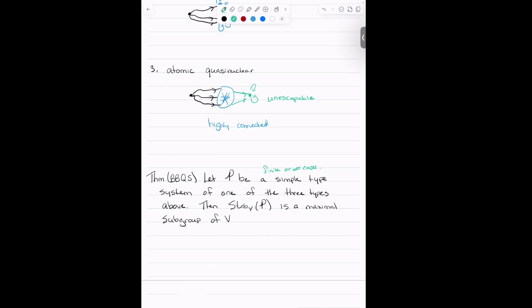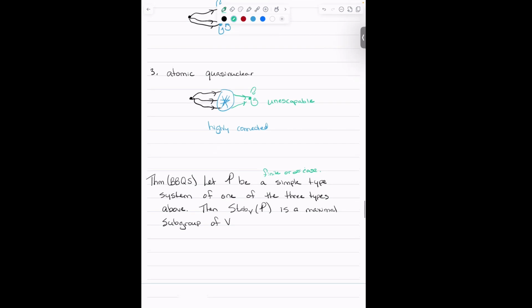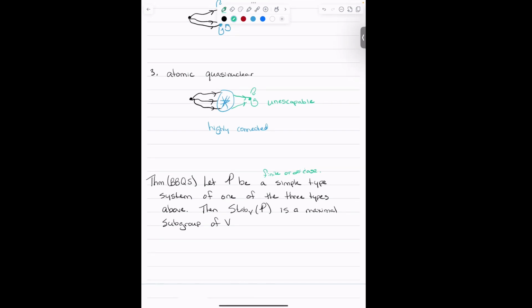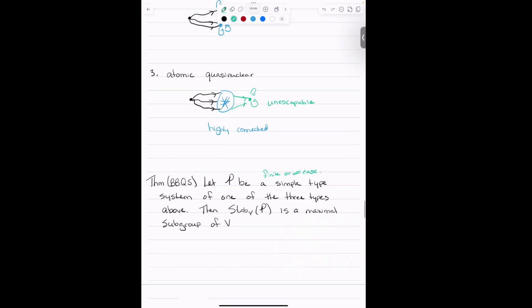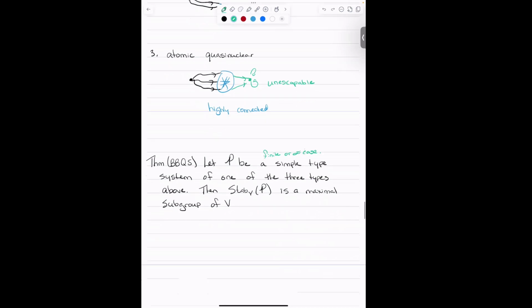Meaning one can build, for instance, infinite atomic quasi-nuclear things. And if you take an infinite atomic quasi-nuclear type graph, it's still going to give you a simple type system. So one question that's still here is, are there infinite simple type systems that don't look like one of these three, for instance? And in that case, do those give you maximal subgroups? This is something, for instance, we don't know.